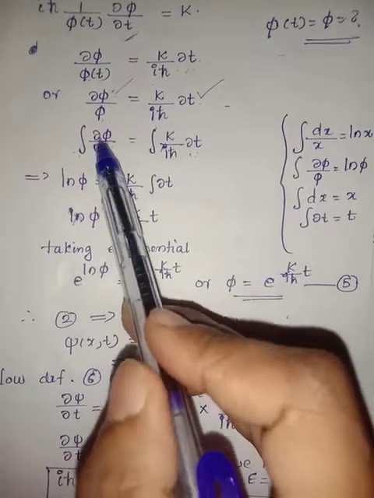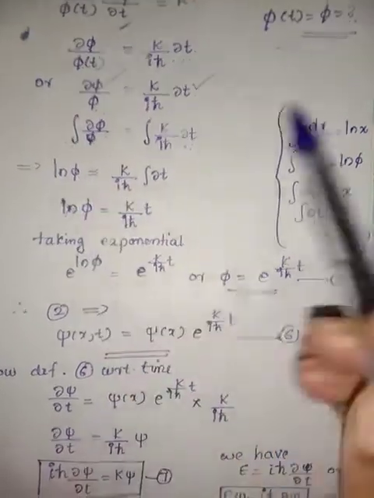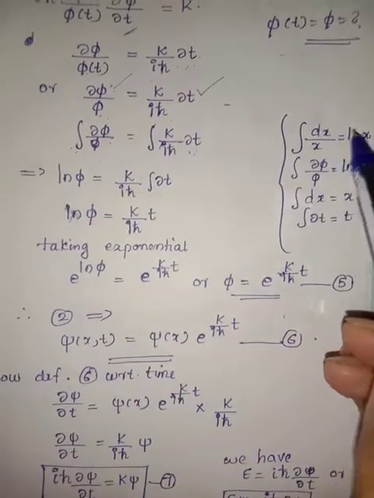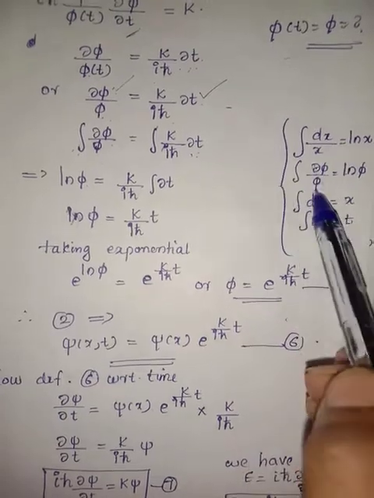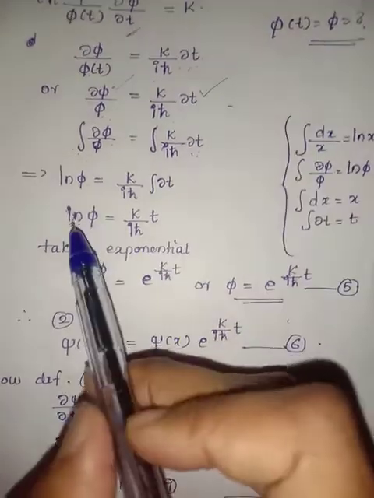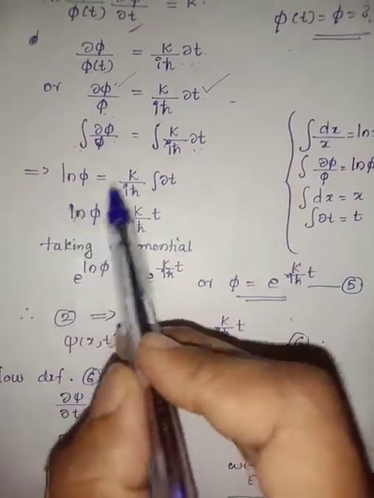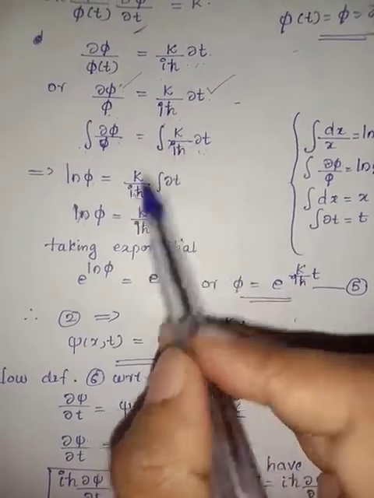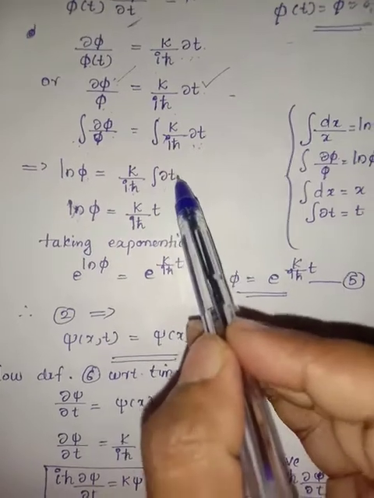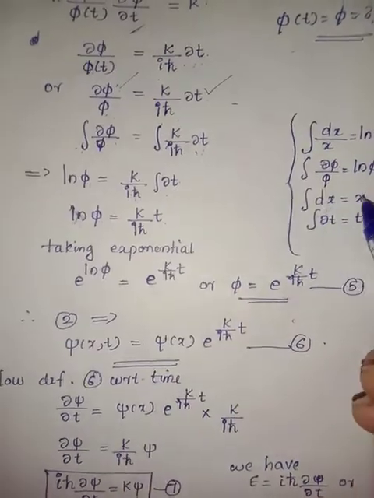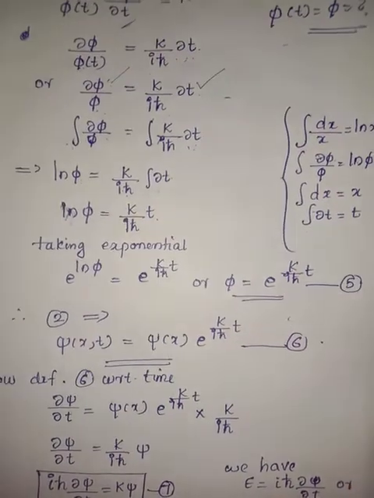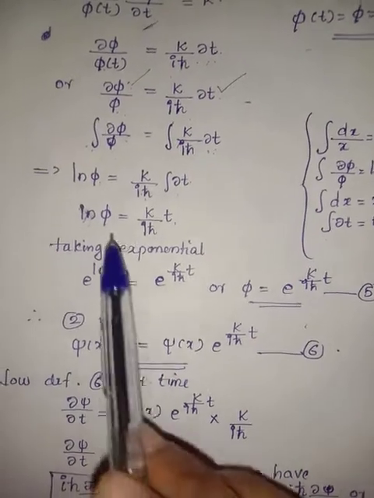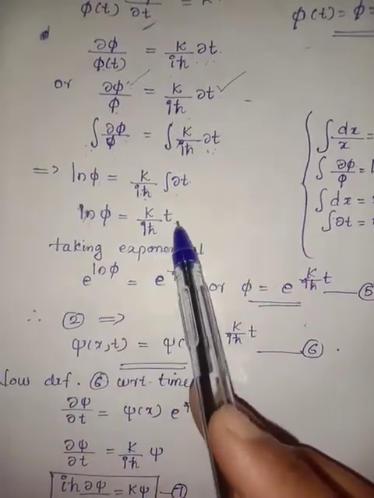What is the integral of ∂φ/φ? It is ln φ. The integral of 1/x dx is equal to ln x. So the integral of 1/φ ∂φ is equal to ln φ. So ln φ is equal to k/iħ, which is a constant, therefore k/iħ into the integral of ∂t. The integral of ∂t is t itself, since the integral of dx is equal to x. So ln φ is equal to k/iħ into t.